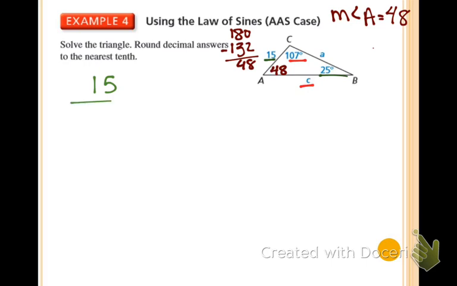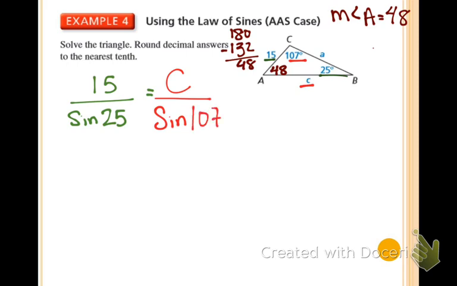So we'll do 15 over sine of what angle? 25. So that's side B over sine of B. Now we're trying to find side C over sine of 107. So we need to solve for C. What's happening to C? It's being divided by sine of 107, so we multiply by sine of 107.